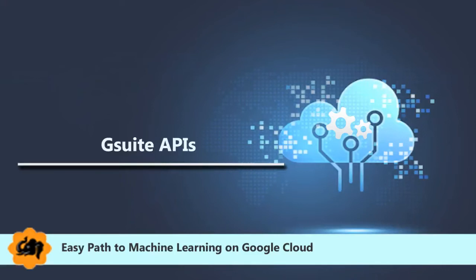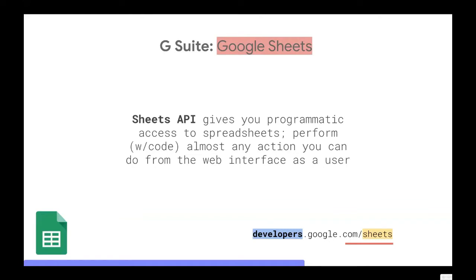To G Suite really quickly. Spreadsheets are the most programmatic out of all the different Office productivity tools, and it's one of the oldest APIs along with Google Maps. So we're on V4 of the API for Sheets.